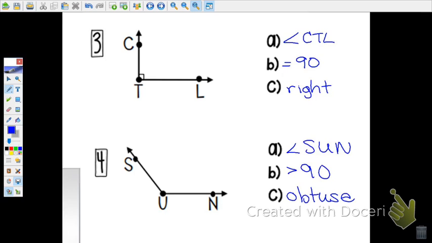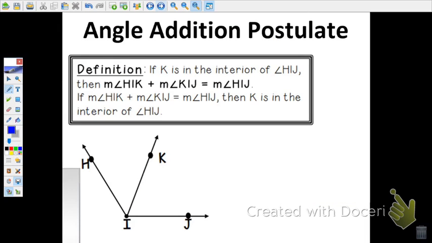So again, pretty much a review over angles. The next thing we're going to look at is the angle addition postulate. This angle addition postulate is doing the same type of thing as what we saw with the segment addition postulate. But instead of working with segments, we're working with angles. The idea is the same.